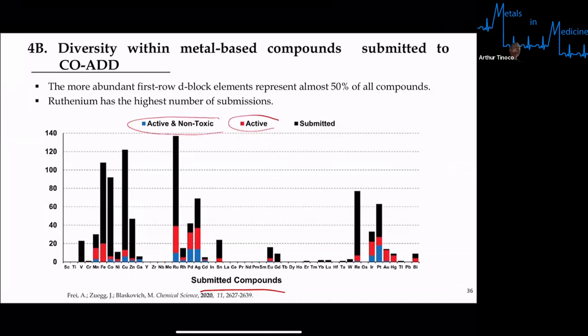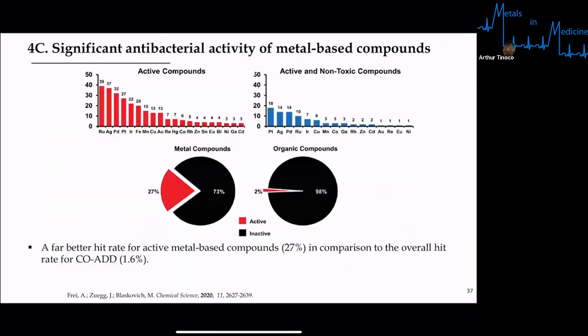So it turns out that the more abundant first row d-block elements represent almost 50% of all these compounds. Ruthenium had the highest number of submissions of the metal-containing compounds that were actually screened. And so you see here the significant antibacterial activity of metal-based compounds, and how many pertain to which elements. So here we're getting the number of active compounds and how many contain these particular metals. So the numbers that are there.